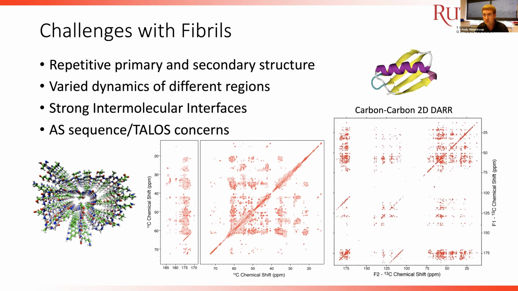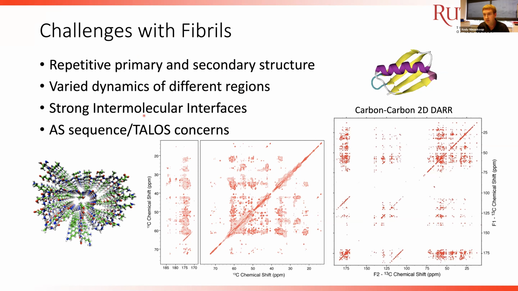Well, fibrils are extremely hard to study by NMR because they have repetitive primary and secondary structure. So the sequence goes over and over again, and the secondary structure goes over and over again. And so like I was talking about in the workflow, the first thing you have to do is assign it. And then the second thing you have to do is get restraints. And both of those things are hampered by this set of challenges. There's also varied dynamics in different regions. This proved very complicated in the synuclein structure.